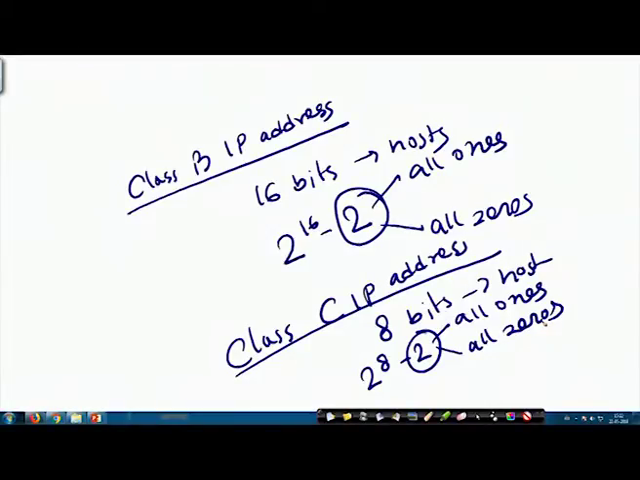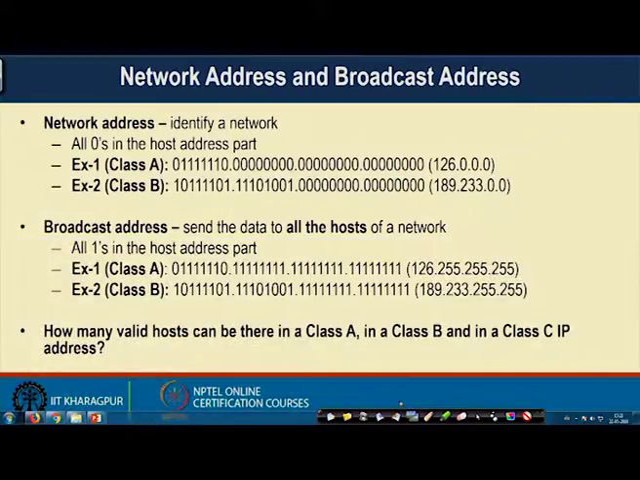or all ones at the host address part, because these two denote the special addresses of the network address and the broadcast address. All ones at the host address part is a broadcast address, where the packet is forwarded to all the hosts in that network. All zeros is a special address which is used to denote that particular network. The utility of this network address, we will look into when we discuss the routing procedure. Okay.